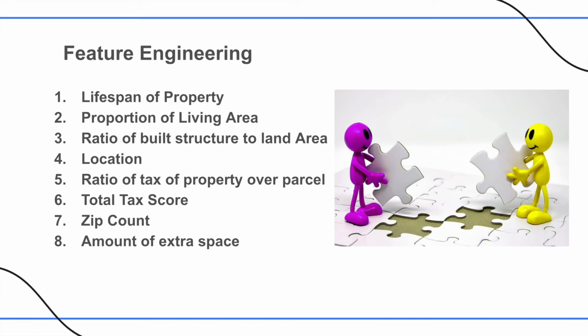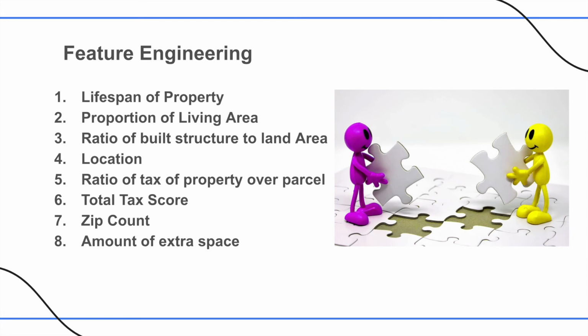The proportion of living area is the second feature created. It is calculated by taking the ratio of calculated finished square feet over the lot size square feet. The proportion of living area is the ratio of living area to the total size of the land. The ratio of built structure value to the land area is the third feature created. It is calculated by taking the ratio of structure tax value dollar and land tax value dollar. The fourth feature we have created is the location. The feature is created by combining the latitude and longitude. Since both features represent the position on Earth and they come in a pair, it makes sense to combine both of them into a single feature.